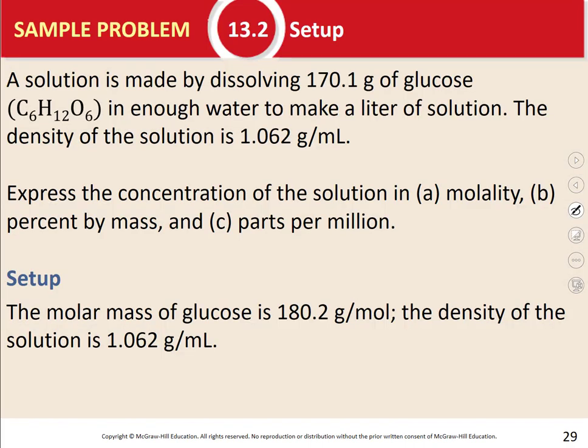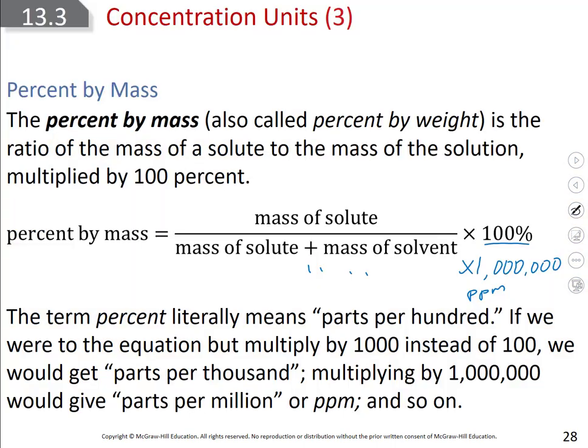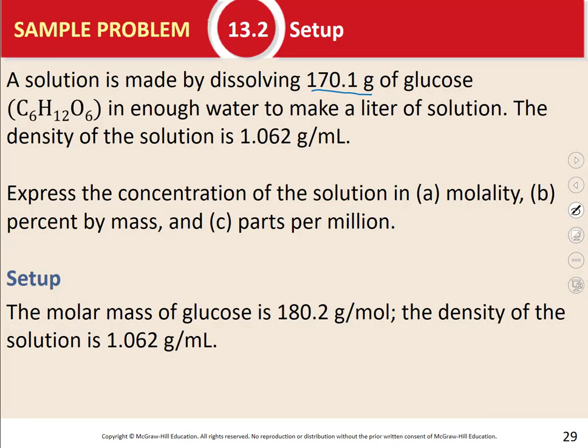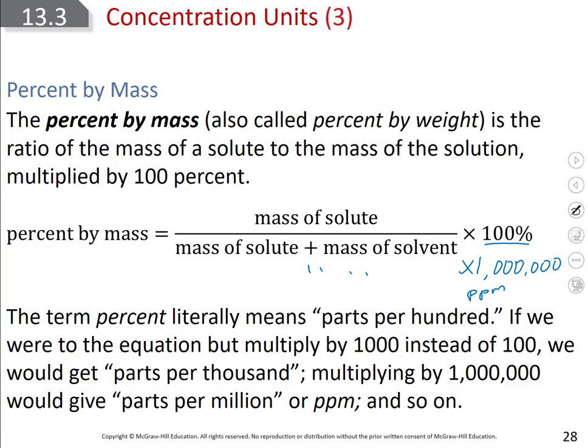170.1 grams of glucose. That is our mass of what? Solute, solvent, solution? Glucose. Is that our solute or solvent? Glucose, the sugar. Solute, that's what's getting dissolved. So that's what goes in the top of the equation. So mass of solute for this is going to be 170.1. The bottom of the equation is the mass of the solute plus solvent, or the solution.